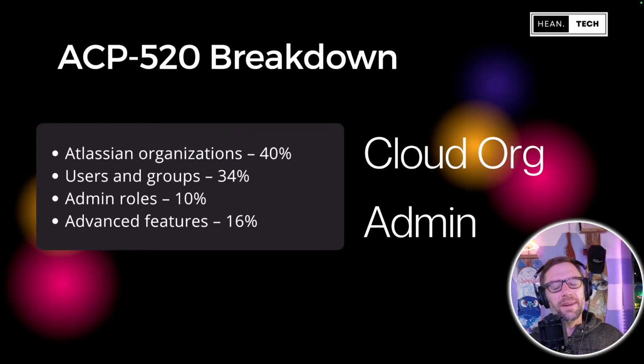There are 4 major areas of this exam. The first is just on Atlassian organizations, and that's 40%. So we'll spend a little bit more time on this topic than on the other 3. But this also tells you what Atlassian thinks is important around their cloud products. Then we've got users and groups. 10% is on admin roles. So this reminds me that when I'm studying, if I'm in a crunch, or I don't know where to study, maybe I focus on the bigger areas. And last is advanced features.